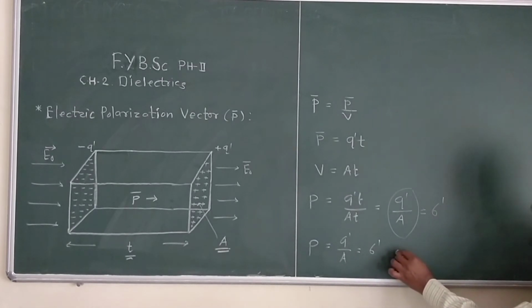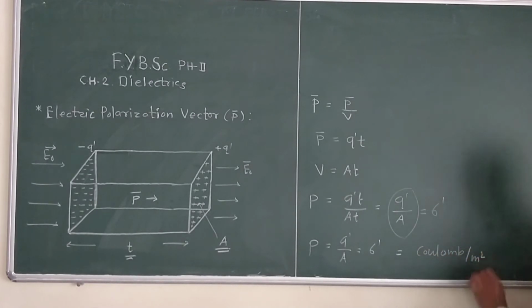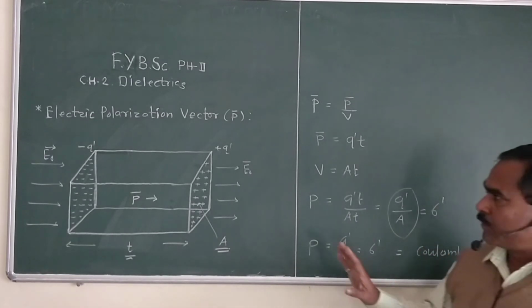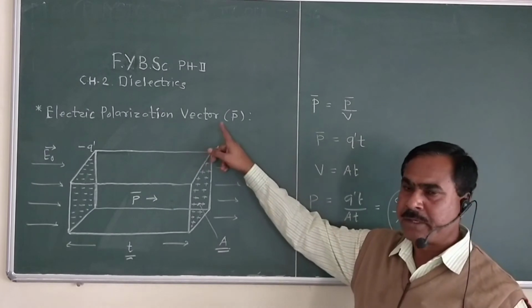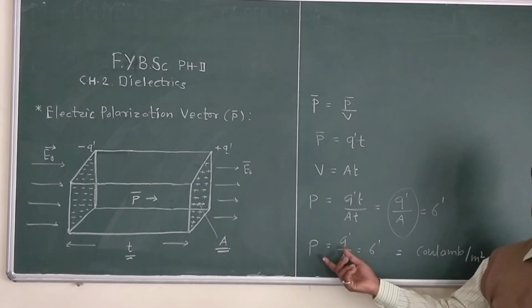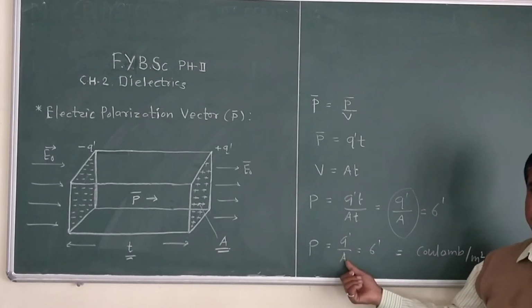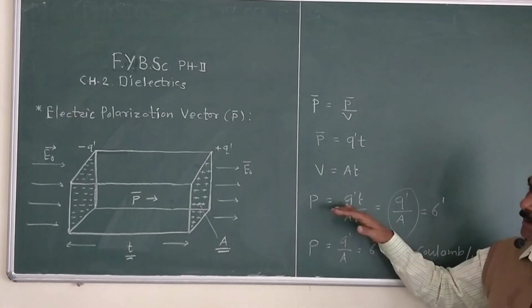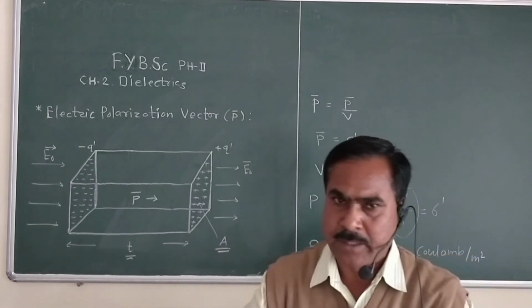So the unit of electric polarization is coulomb per meter square, and it is similar to the unit of the surface charge density, that is coulomb per meter square. Okay. So here we have defined the electric polarization vector P bar, and this electric polarization vector is nothing but the ratio of induced charge per unit area, that is equal to surface charge density. Okay. So this is the electric polarization vector.